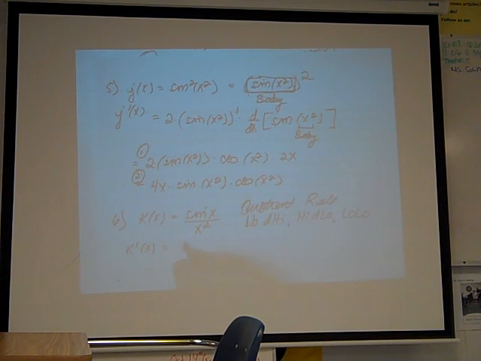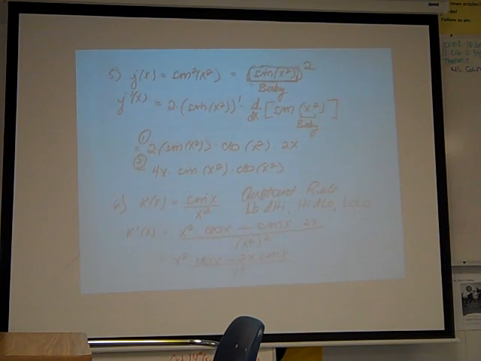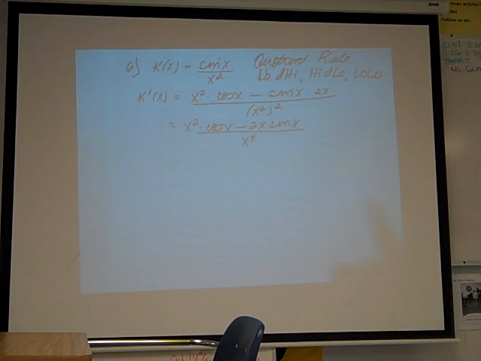Okay, low, x squared, derivative of the high, derivative of sine of x, cosine of x, minus high, which is sine of x, times d low, the derivative of x squared is 2x, over low, low. You could stop there. You could go further and make it x squared cosine of x minus 2x sine of x. X squared squared is x to the 4th. We've got x squared times cosine of x minus 2x sine of x over x to the 4th. You could go further.